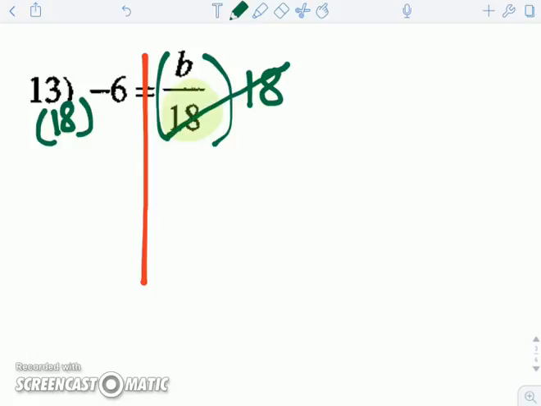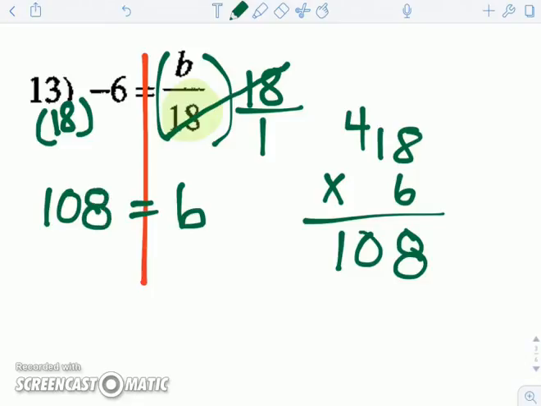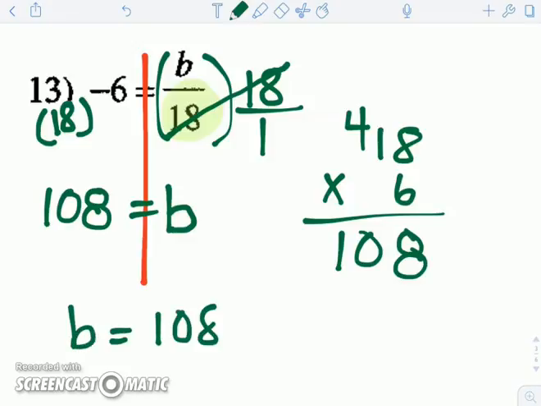over here, divide and multiply, if I'm talking about fractions, one in the top, one in the bottom, I can reduce. B is equal to, I show my work, 18 times 6 leaves me with, 8 times 6 gives me 48. I carry the 4. 6 times 1 is 6, plus 4 gives me 108. So B is equal to 108. Sorry, this B looks kind of like a 6. So my answer here, B is equal to 108.